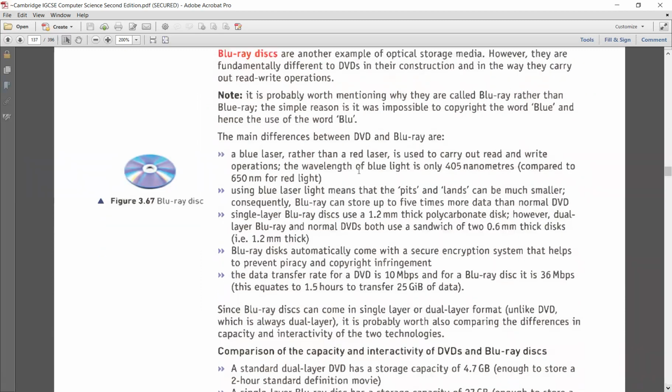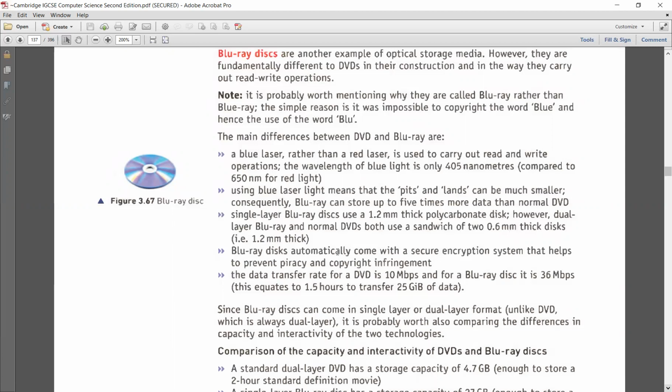You can see the differences are being mentioned. The main difference is the blue laser is being used rather than a red laser. Using blue laser means that the pits and the lands can be much smaller. Consequently, the Blu-rays can store more data, 5 times more data than the normal DVDs. Single layer Blu-ray disc uses a 1.2 millimeter thick polycarbonate disc. However, dual layer Blu-ray disc and normal DVDs are using a sandwich of 0.6 millimeter thick discs. Blu-ray disc automatically comes with a secure encryption system that helps to prevent piracy and copyright infringements. The data transfer rate for DVD is 10 megabits per second, and for a Blu-ray, 36 megabits per second.